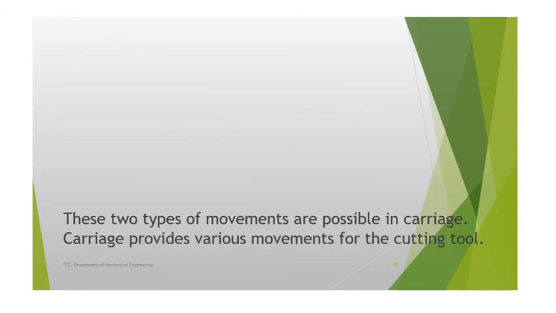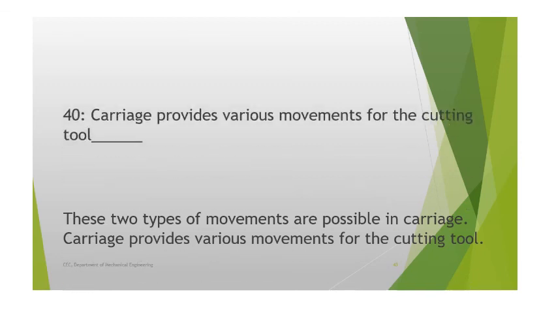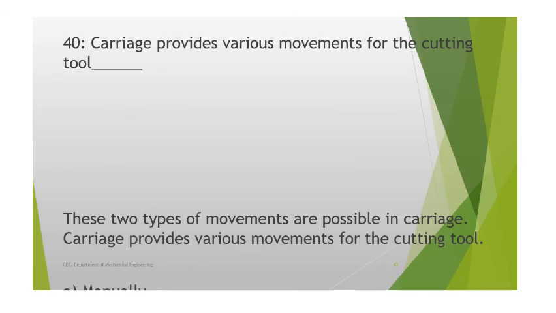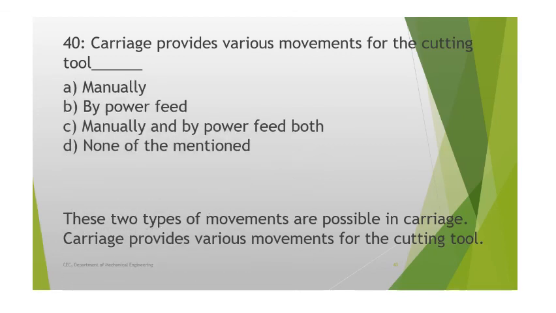The carriage provides various movements of the thread cutting tool: manually, by power feed, manually and power feed both, or none of the above. The correct answer is manually and by power feed both. These two types of movement are possible, as the carriage provides various movements of the cutting tool. So, next question.